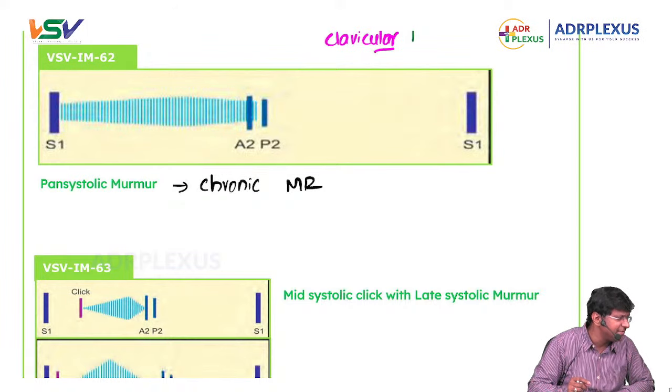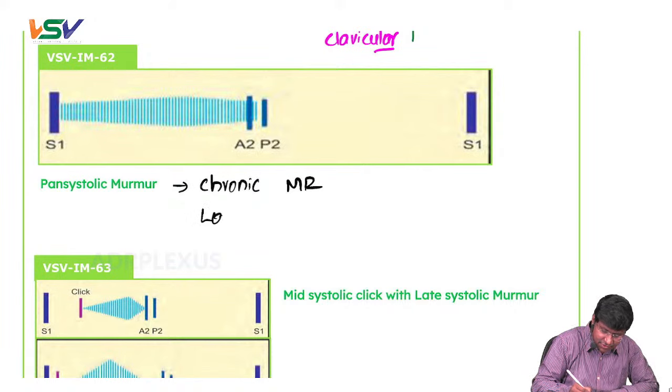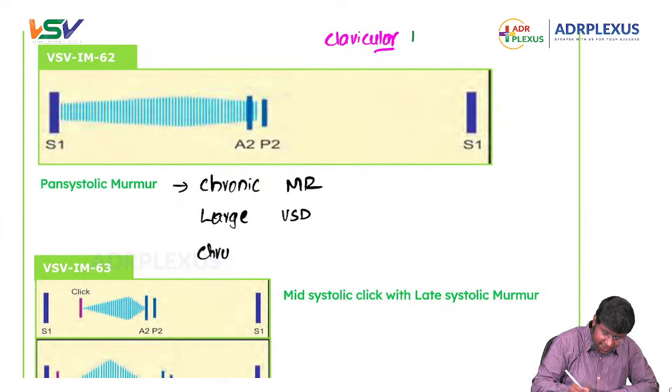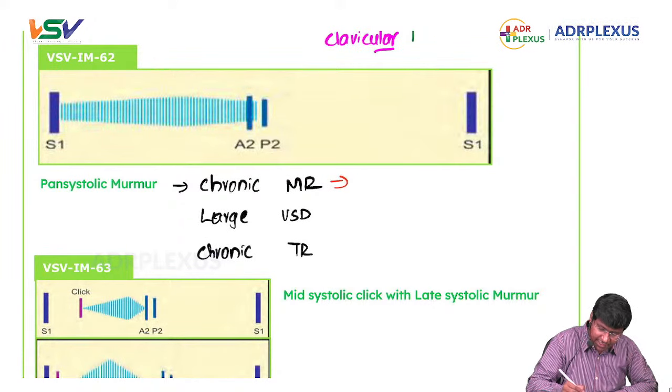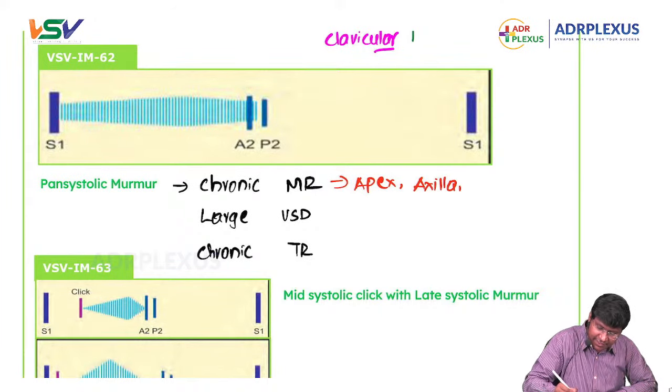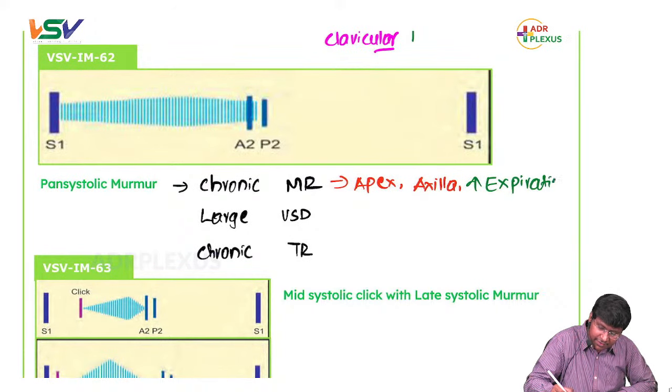If you tell me VSD, I am not happy with VSD. Very good, Pranita. Excellent. So that is large VSD. And then chronic TR. Where will you listen to this chronic MR murmur? That will be at the apex. And where will it be radiating to? It will be radiating to the axilla. Chronic MR will increase on expiration.